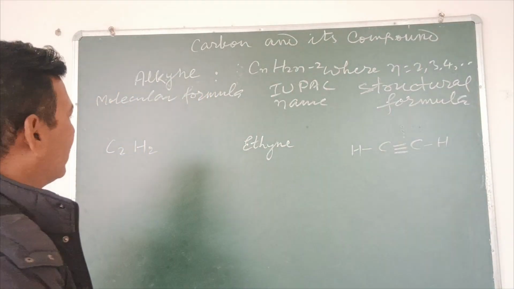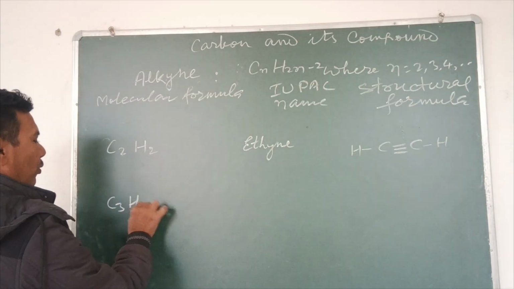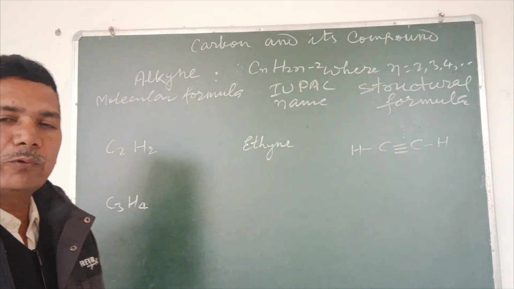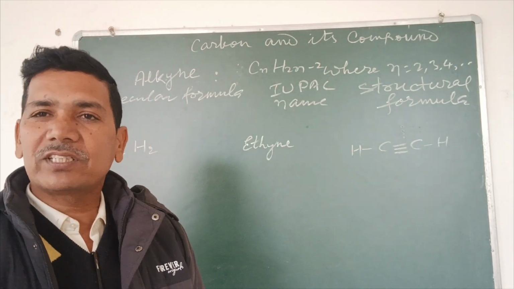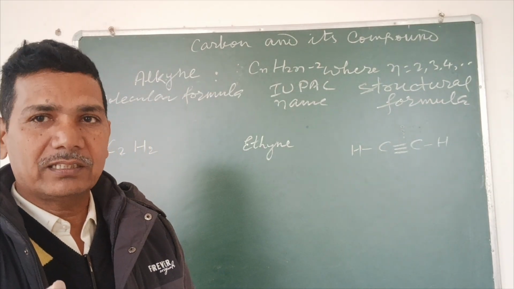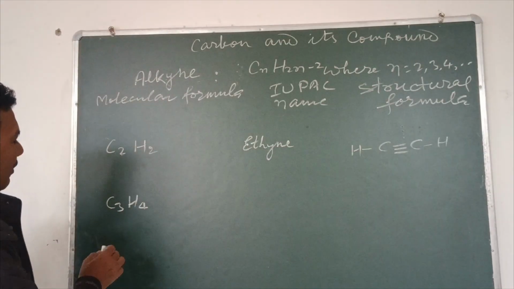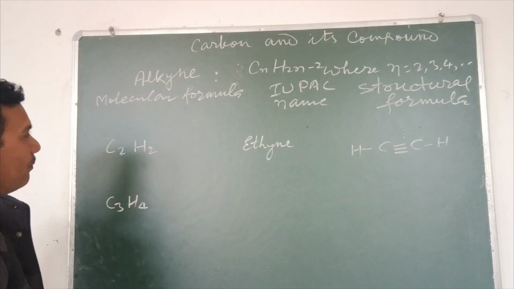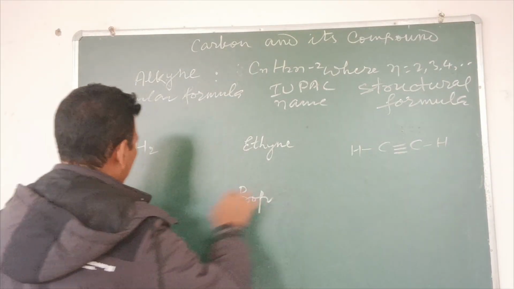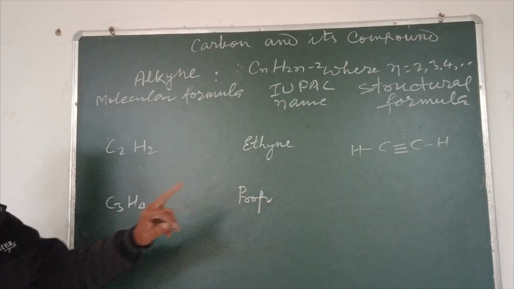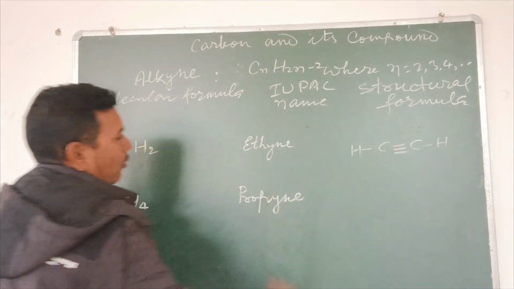And the next one we can write is C3H4. If we put 3 for n, the number of hydrogen atoms will be 2 less than twice 3. 3 times 2 is 6, minus 2 is 4. So the molecular formula will be C3H4, and it will be read as propyne. For 3 we write pro, suffixed by yne. This will be read as propyne.